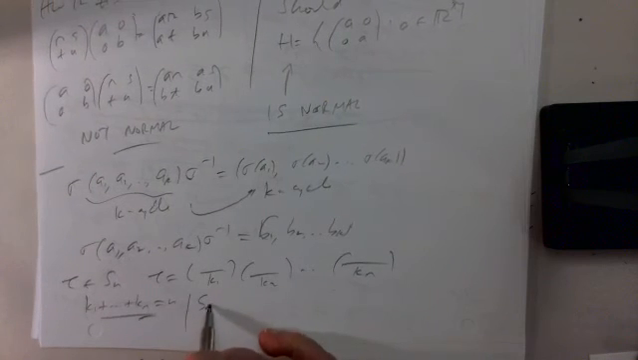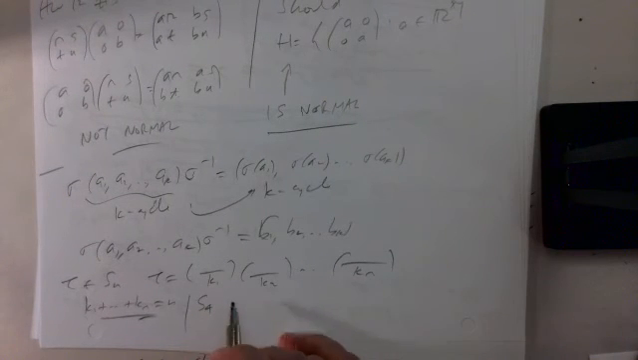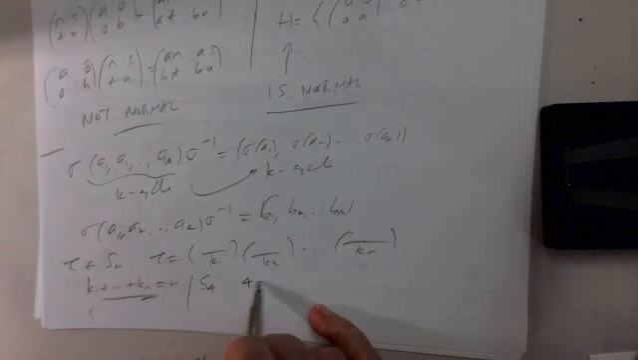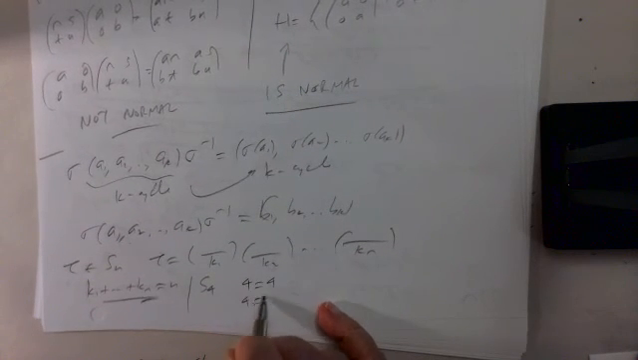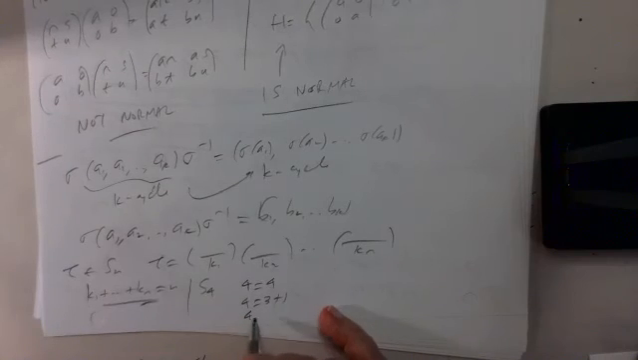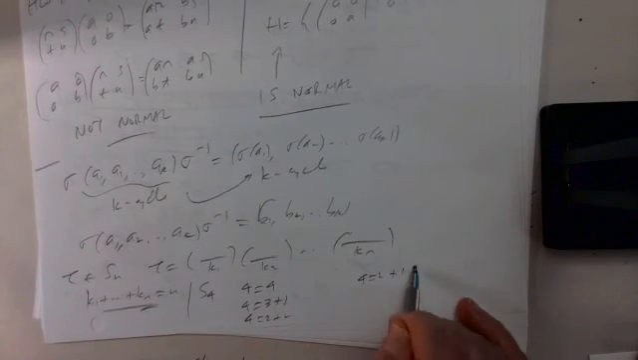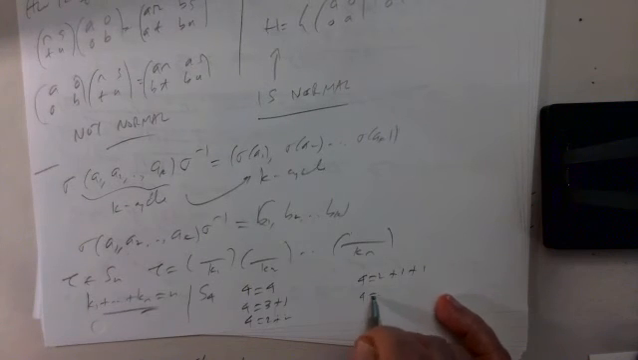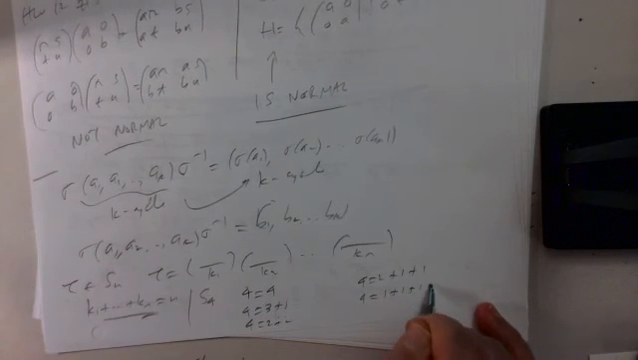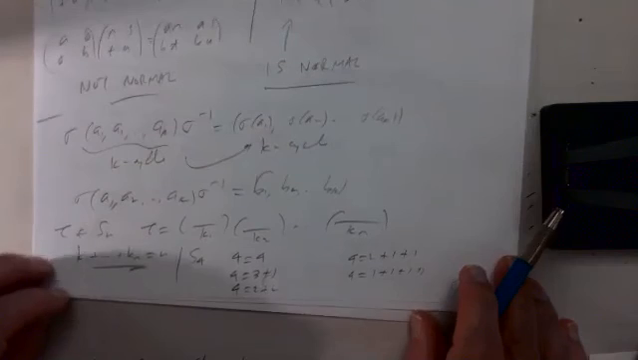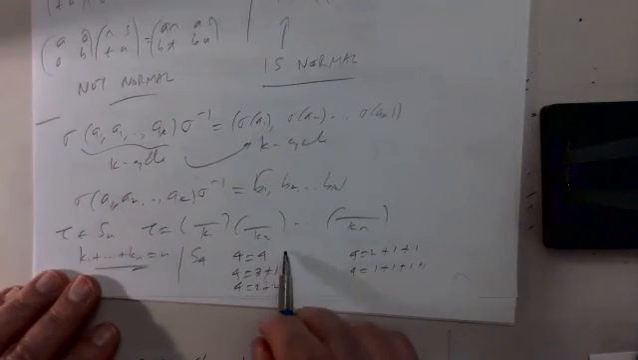So for example, if you look at S4, you just have to ask, how can you write 4 as a sum of positive numbers? You have 4 equals 4, 4 equals 3 plus 1, 4 equals 2 plus 2, 4 equals 2 plus 1 plus 1, and 4 equals 1 plus 1 plus 1 plus 1. So there are 5 ways to write 4 as a sum of positive integers. That means there are exactly 5 conjugacy classes.